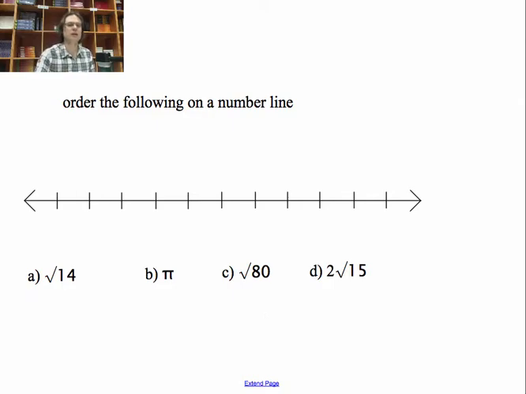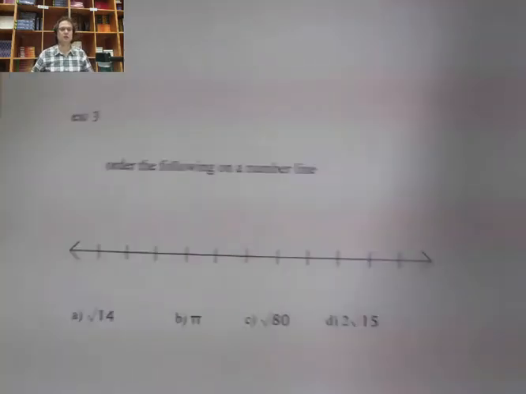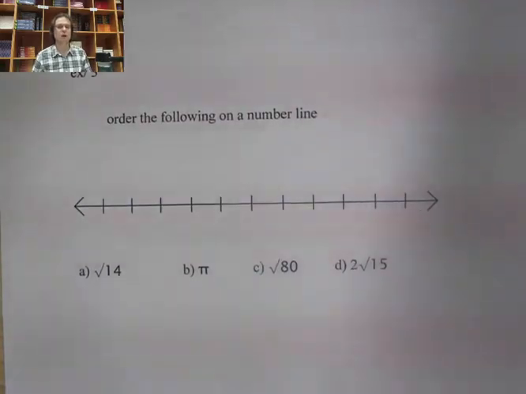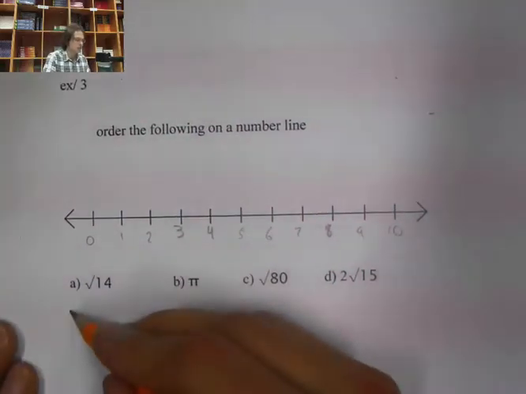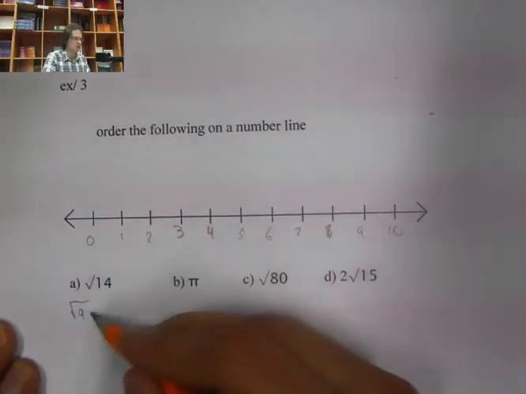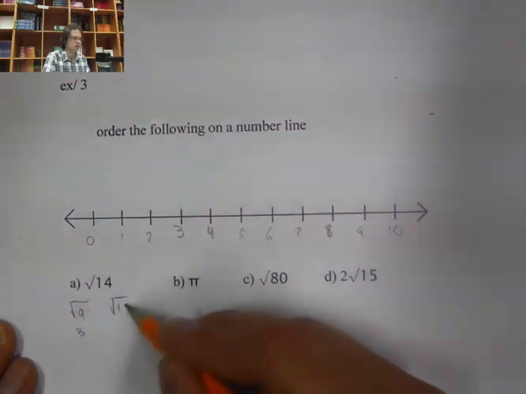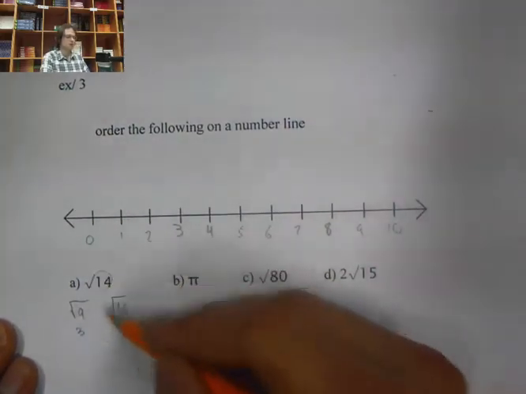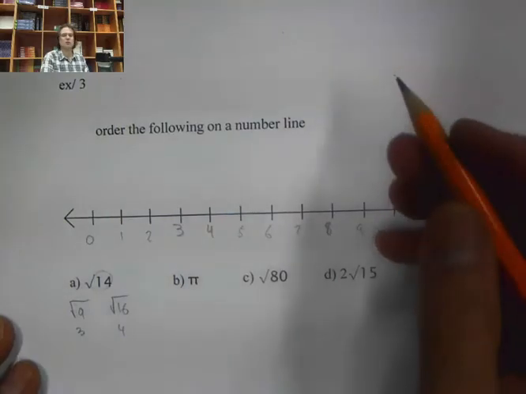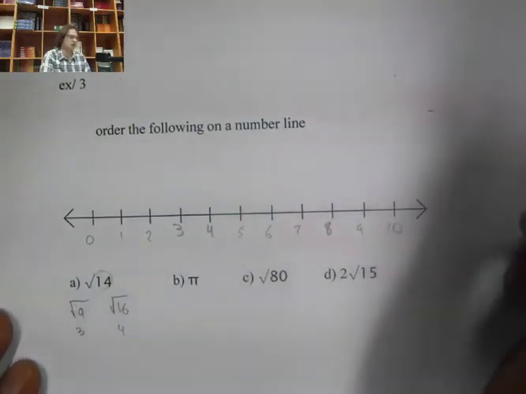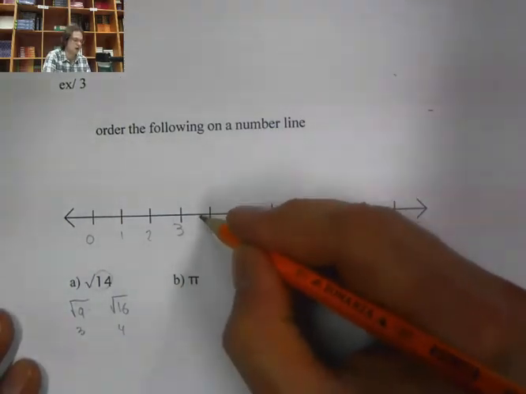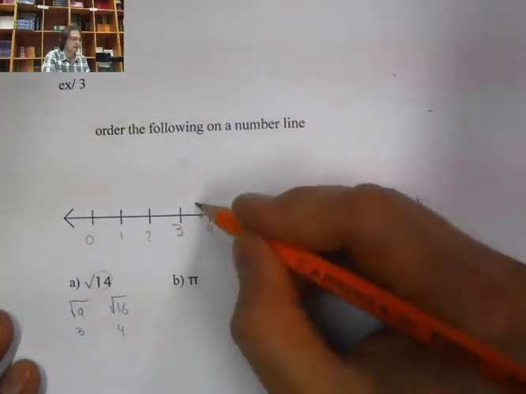So let's go back to my sheet here so I can write it in. Let's try the square root of 14. I look at this: the square root of 9 is equal to 3, and the square root of 16 is equal to 4. So 14 is closer to 16 than 9, so that's going to be closer to 4. So we're going to get 3 point something, high 3s. So I look at that, and this is going to be A.